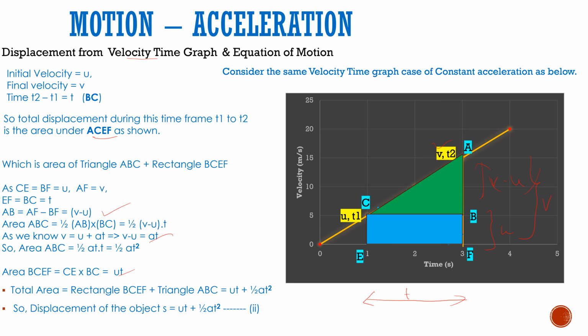which is where we can derive the displacement of an object which is having an initial velocity of u and going with an acceleration a, and the total displacement of the object at the end of time t is s equal to ut plus half at square.